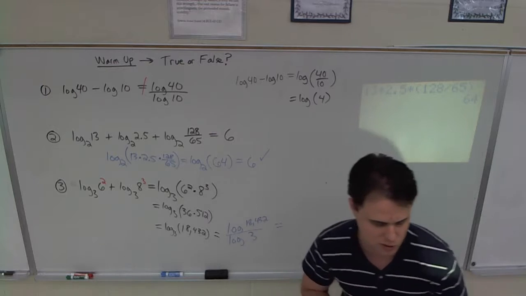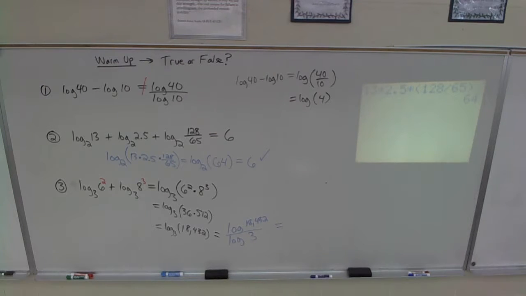Let's see what our calculator says this is. I bet it's not a power of 3. That'd be just too crazy. Nope, it's 8.9. So 3 raised to the 8.940. That's what ends up being 18,432.